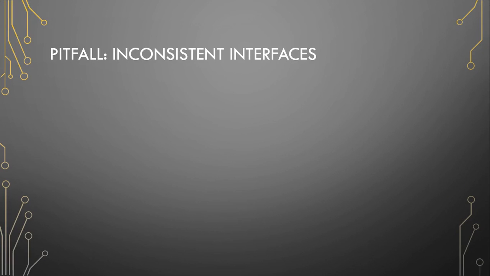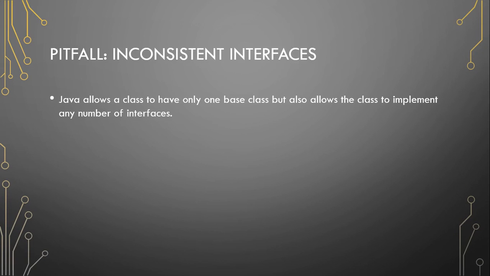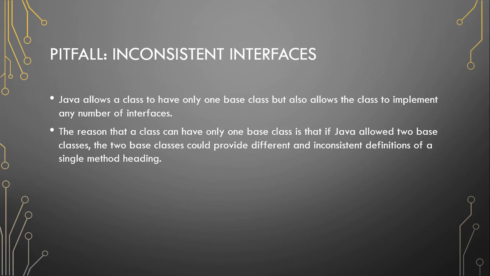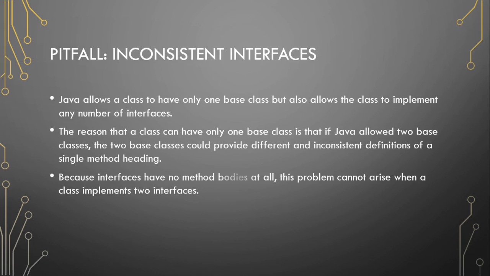Now, there is one pitfall, and that's inconsistent interfaces. Java allows a class to have only one base class, if you recall. You can't have multiple bases. You get multiple derivatives, but only one base. But you are allowed to implement any number of interfaces, so you don't have to implement just one. The reason that a class can have only one base is that if Java allowed two base classes, the two base classes could provide different and inconsistent definitions of a single method heading. So that's the reason why Java restricts it to just one.